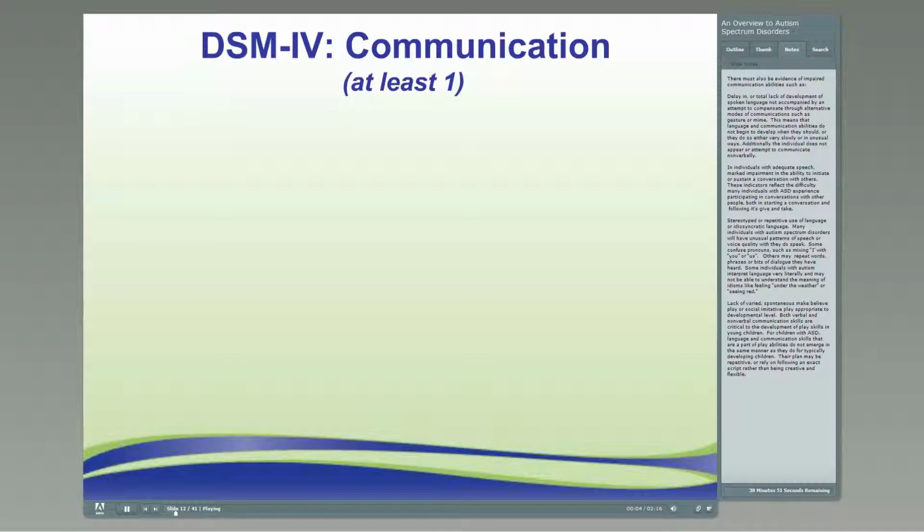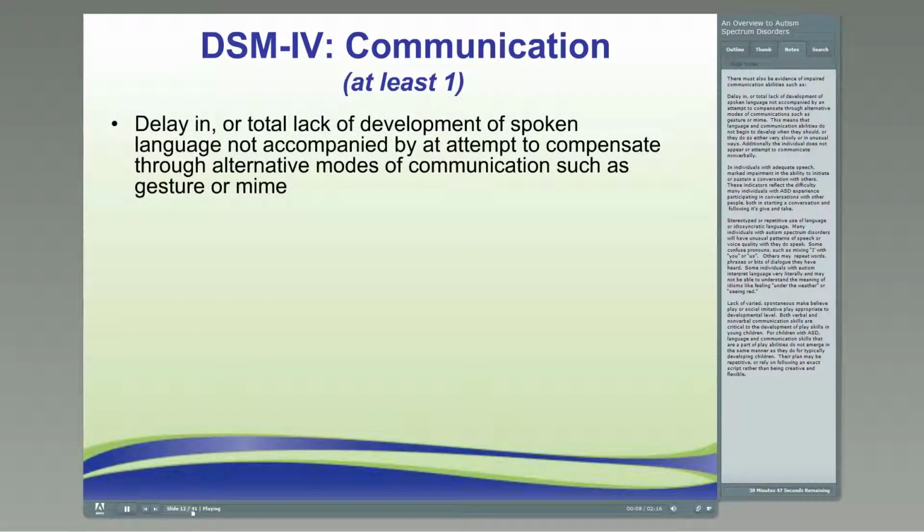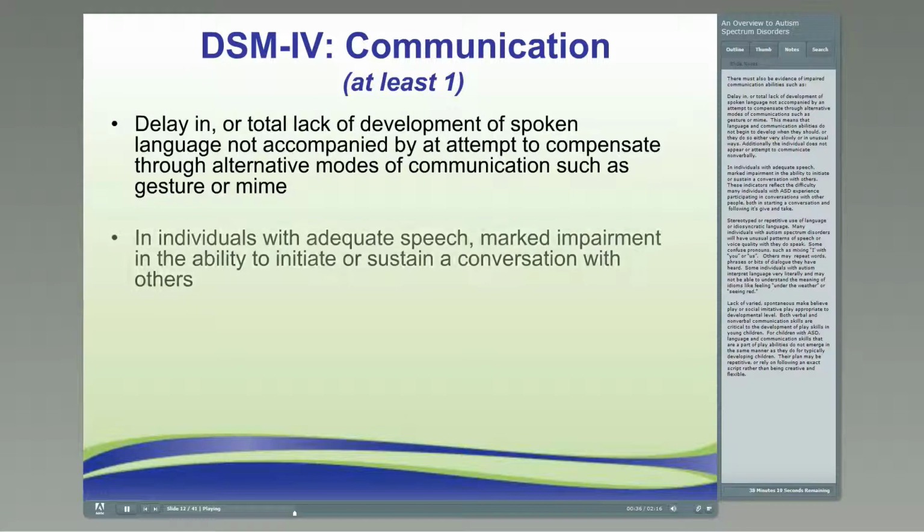There must also be evidence of impaired communication abilities, such as delay in or total lack of development of spoken language not accompanied by an attempt to compensate through alternative modes of communication such as gestures or mime. This means that language and communication abilities do not begin to develop when they should, or they do so either very slowly or in an unusual way. Additionally, the individual does not appear to attempt to communicate nonverbally.